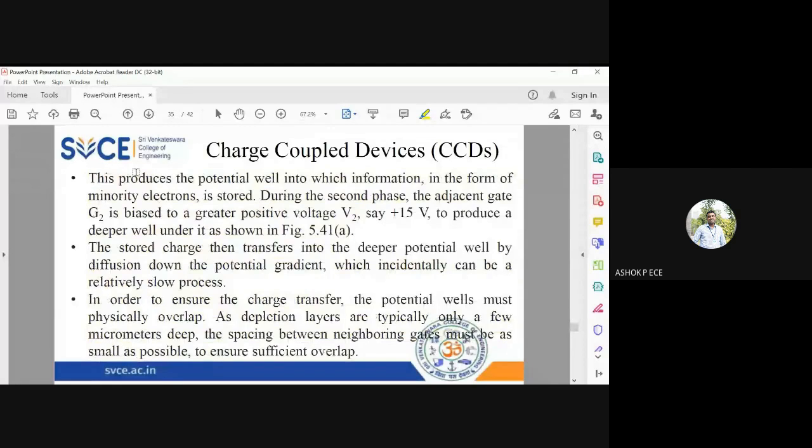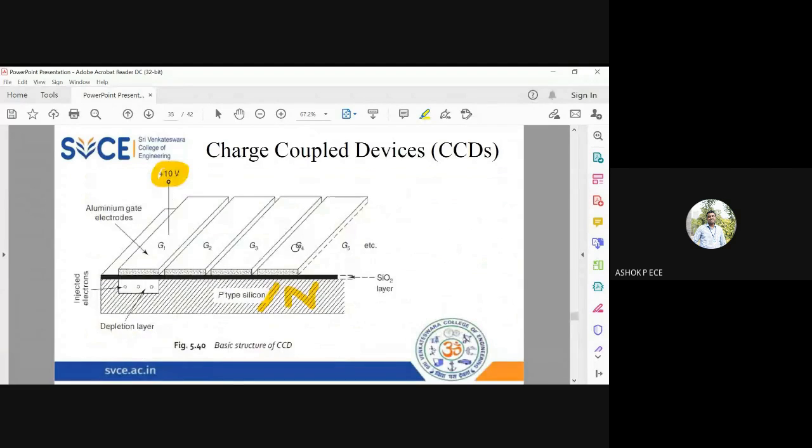the potential well into which information in the form of electrons is stored. So you are literally storing information in the form of electrons. So 10-volt equivalent information in the form of electrons is stored in this depletion layer. For example, if I give 10 volt, say 100 electrons are produced. So 100 electrons are stored here in the depletion region.